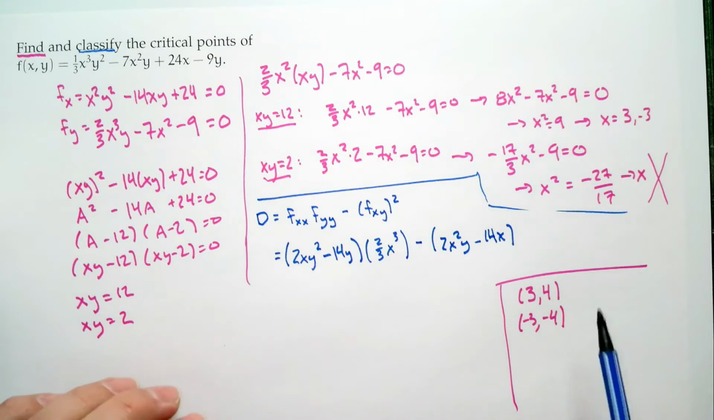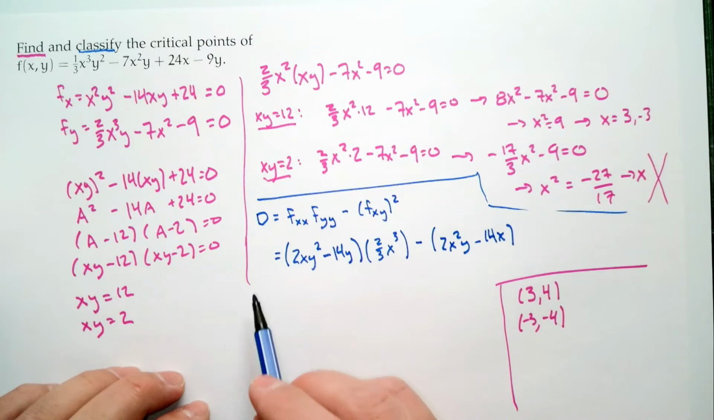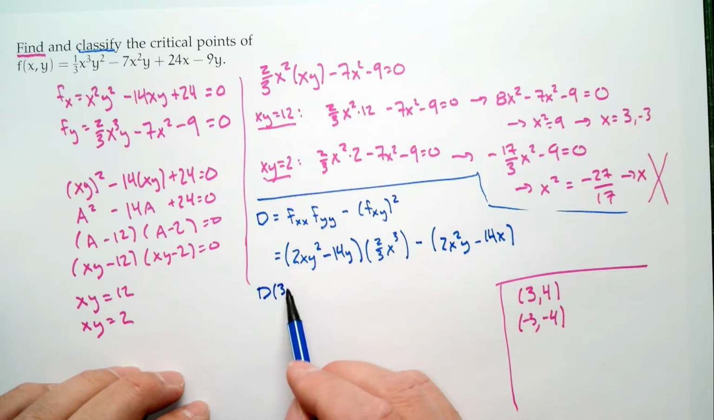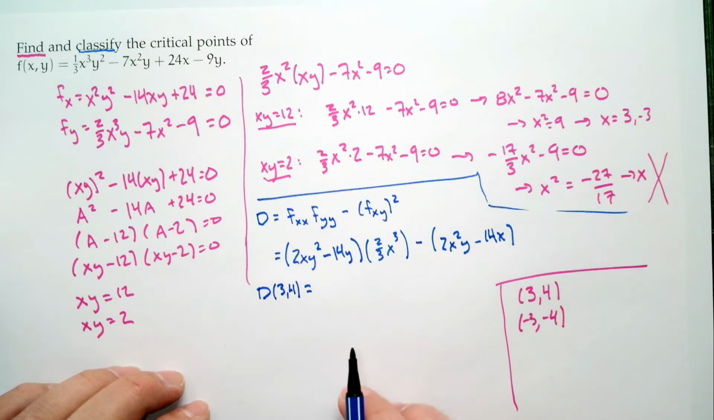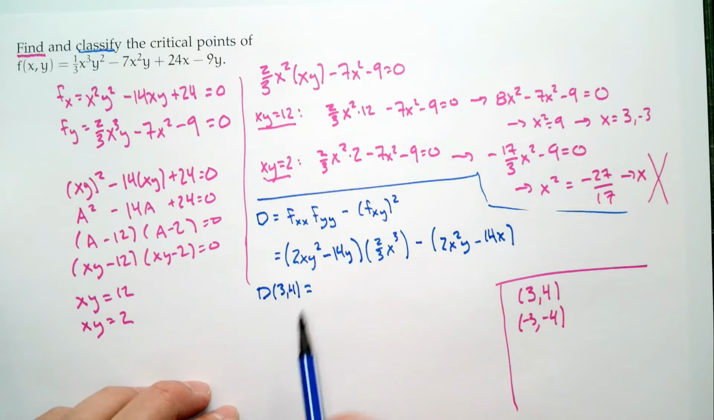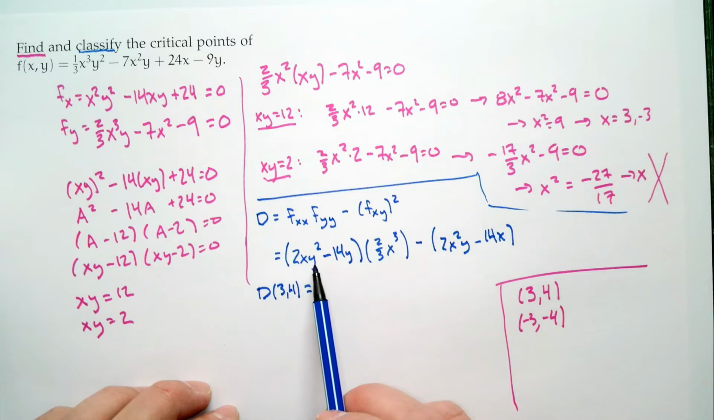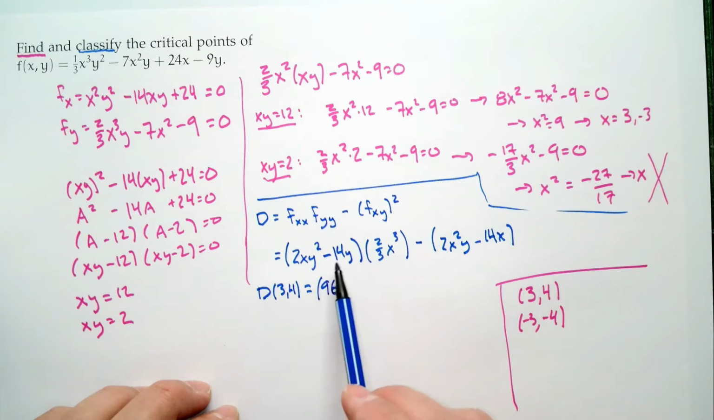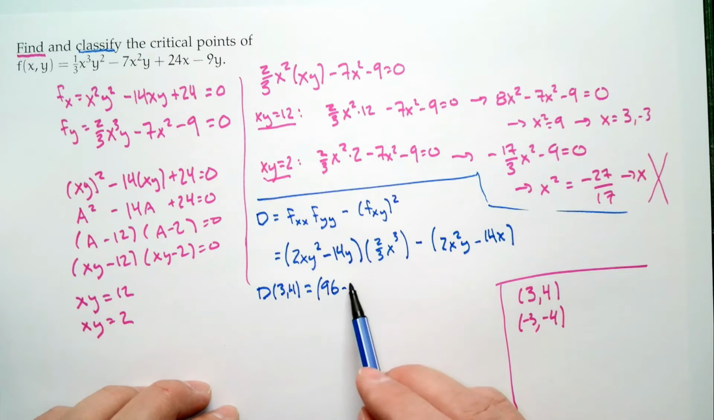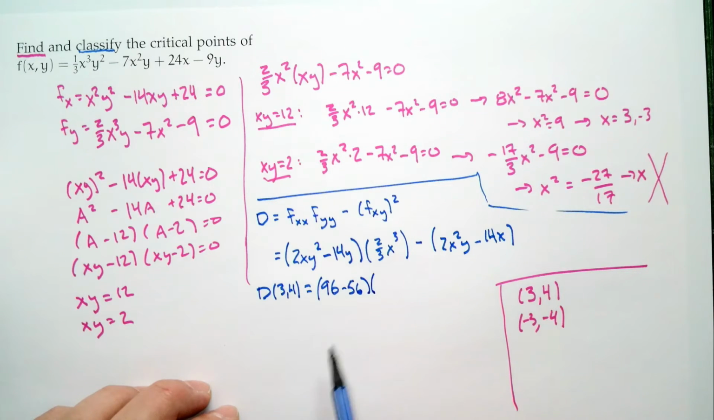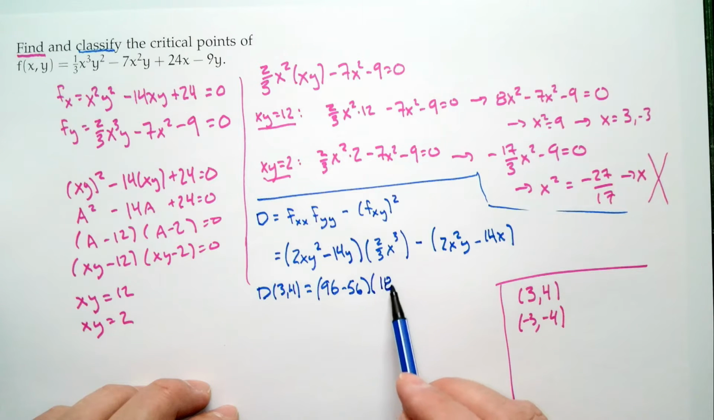The next thing is to take our critical points, and only the critical points, and plug those in. So we plug in 3, 4. And we patiently work through it. So 3, 4. So that's going to be 2 times 3, which is 6, times 4 squared. Well, that's 6 times 16, which of course, 96, minus 14 times 4, which is 56, times 2/3 times x cubed. Well, 3 cubed. So 2/3 times 27, which is 18.